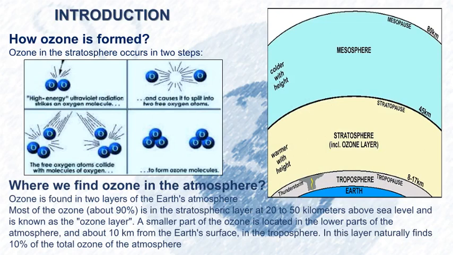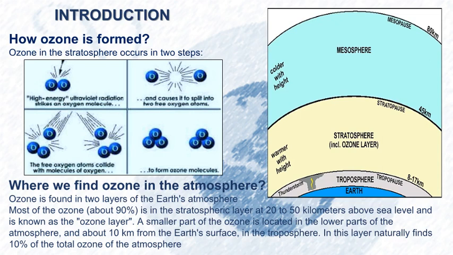Ozone in the stratosphere occurs in two steps. First is the decomposition of molecules of oxygen into atoms under the influence of UV rays. In the second step, free oxygen radicals react further with oxygen, giving molecules of ozone. Ozone is found in two layers of the Earth's atmosphere.